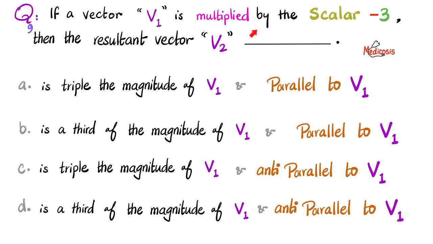If a vector v1 is multiplied by a scalar, -3, then the resultant v2 is what? Triple the magnitude of v1 and parallel to it, or a third of the magnitude of v1 and parallel to v1, or triple the magnitude of v1 and anti-parallel, or a third of the magnitude of v1 and anti-parallel? Please pause.